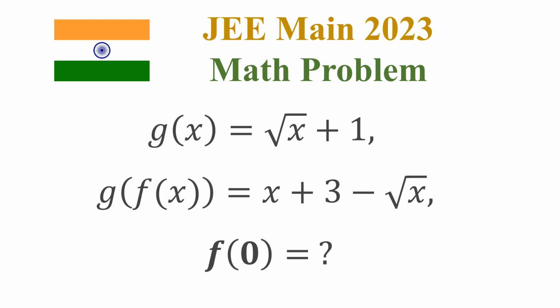The question is: if g of x equals the square root of x plus 1, and g of f of x equals x plus 3 minus the square root of x, how to find the value of f of 0. How can we solve this?